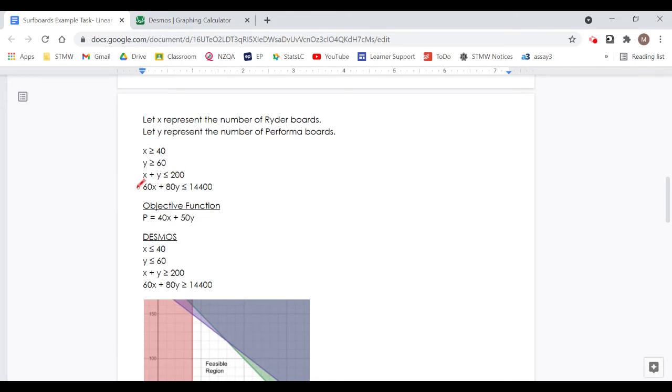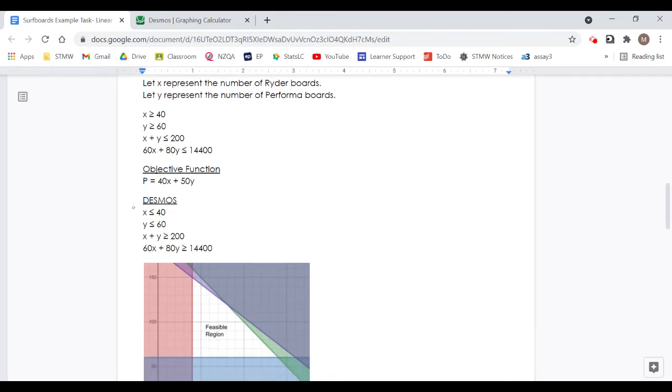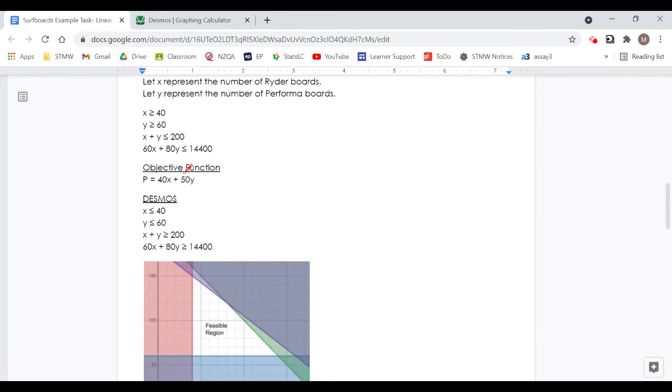They could make a max of 200 boards. This last one comes from the cost of making each of them. It said it was $60 per rider board and $80 per performer board, and that had to come under the budget of $14,400. Next is my objective function. This was the profit that each of the boards made.